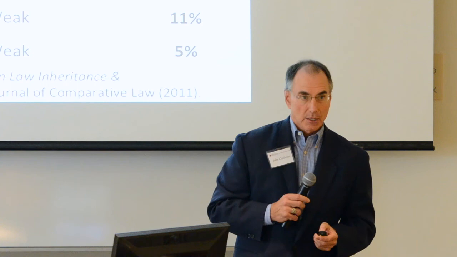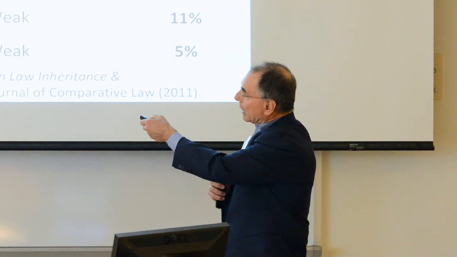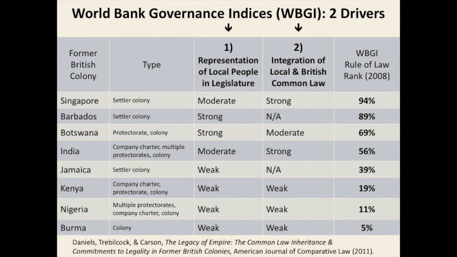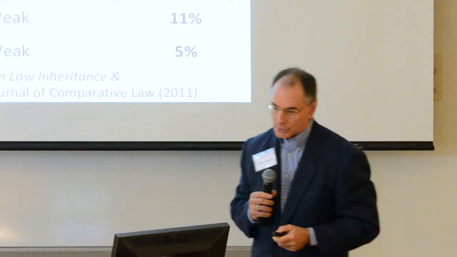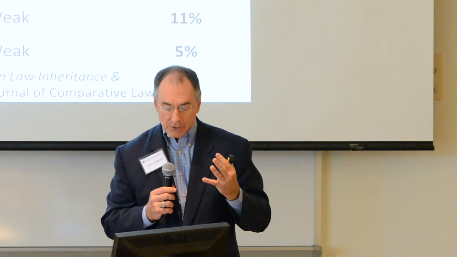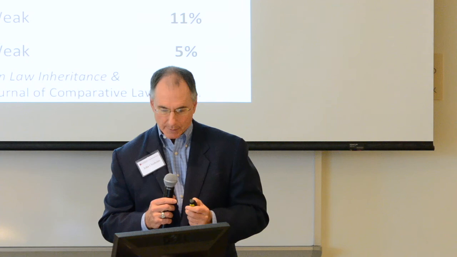Not just use of common law is sufficient, I emphasize. This is a study that looks at these seven or eight former British colonies, and then it ranks them according to the rule of law in the countries today. And this study tries to correlate factors with their success today. And they're all common law countries. Some of them are very successful, like Singapore. Some are less successful or unsuccessful, like Nigeria and Burma. Well, this study identifies two key factors, which is representation of local people in the legislature and integration of local and British common law as drivers.